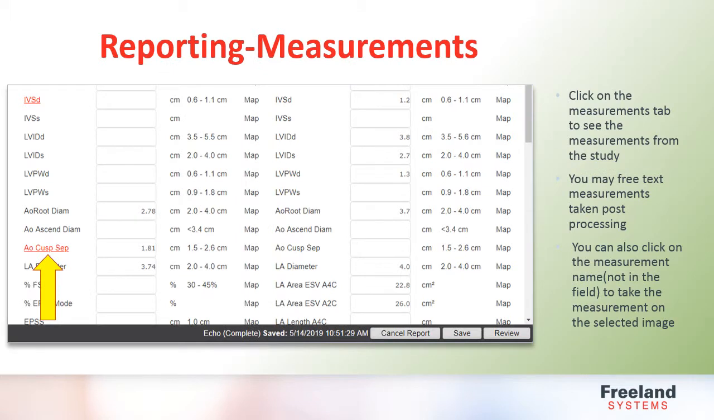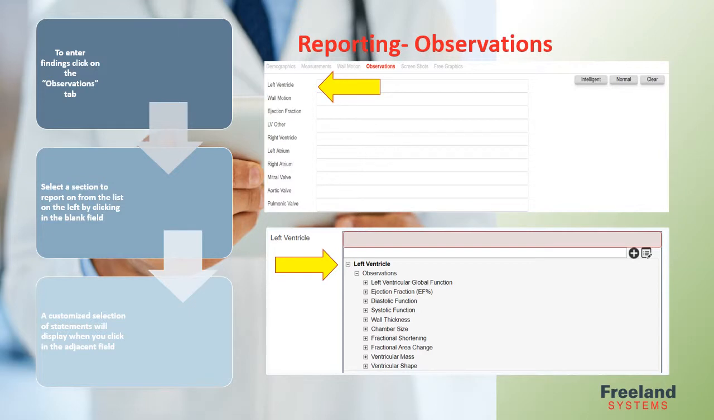Click on the Measurements tab to see the measurements from the study. You may free text measurements taken from post-processing. You may also click on the measurement name to take the measurement on the selected image. To begin reporting your observations, first click on the Observations tab at the top of the screen.